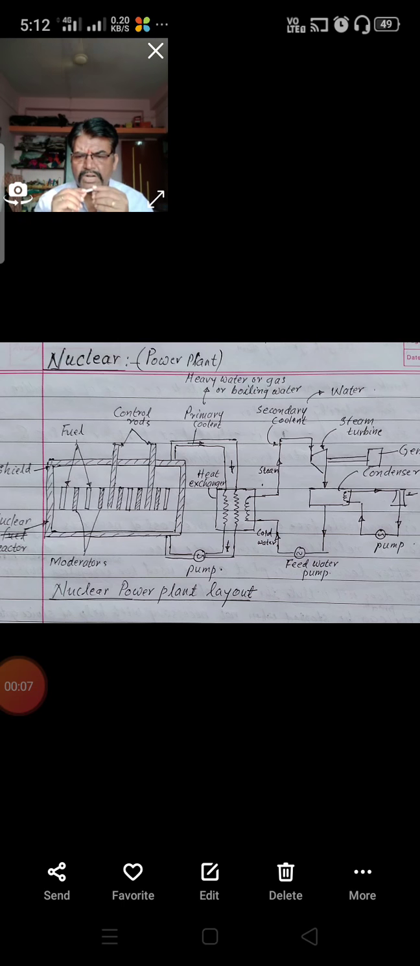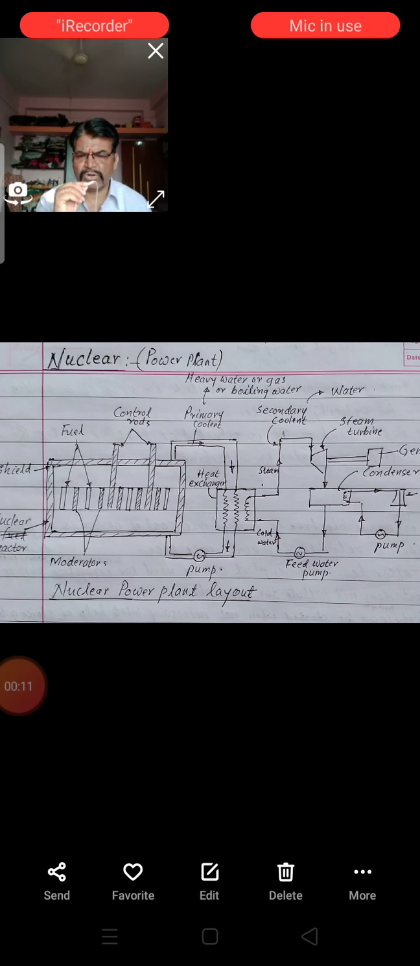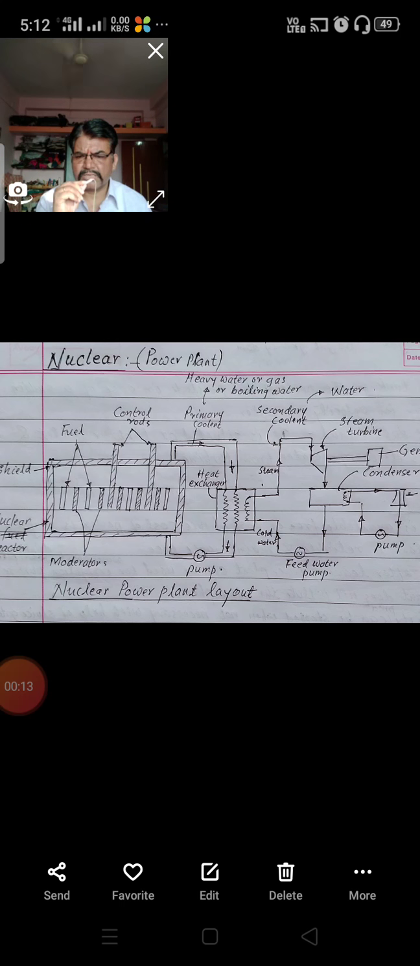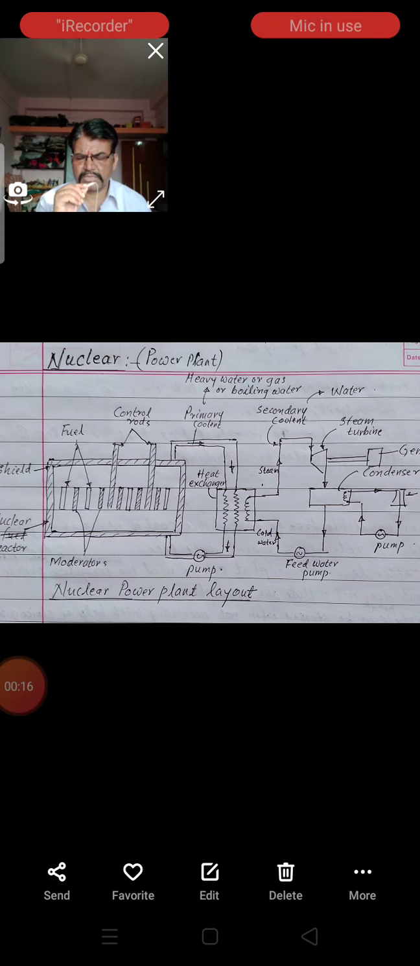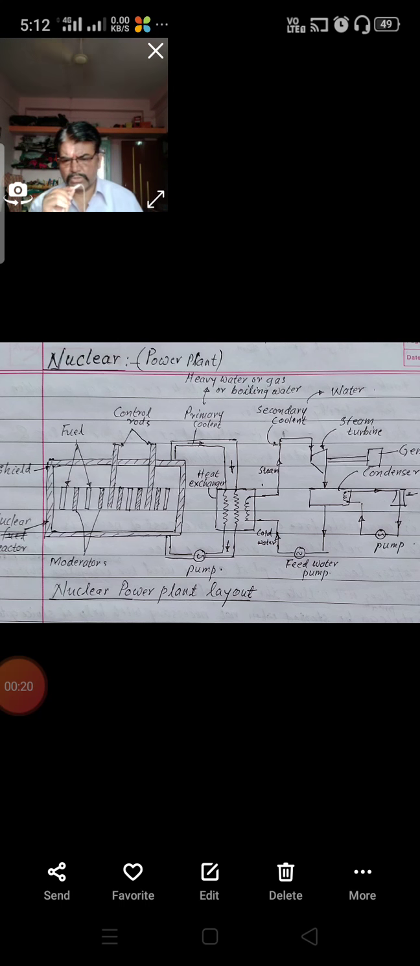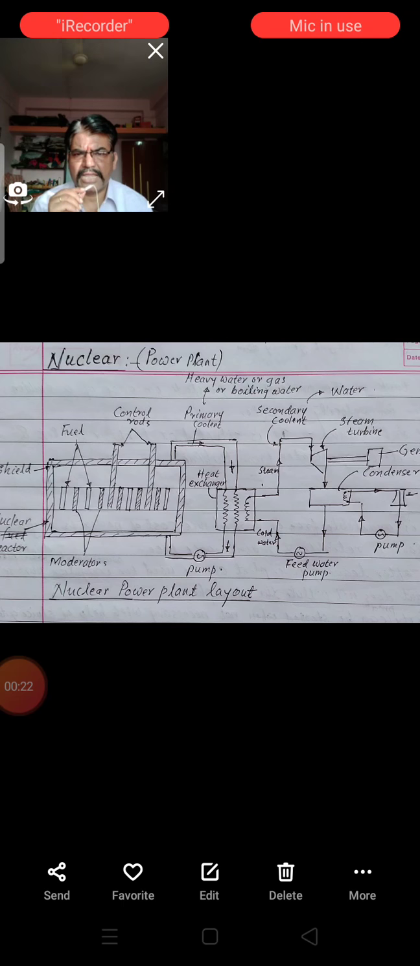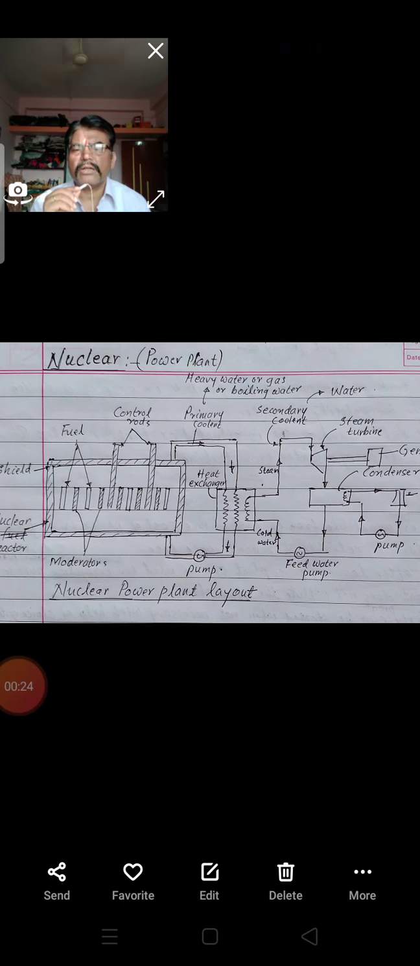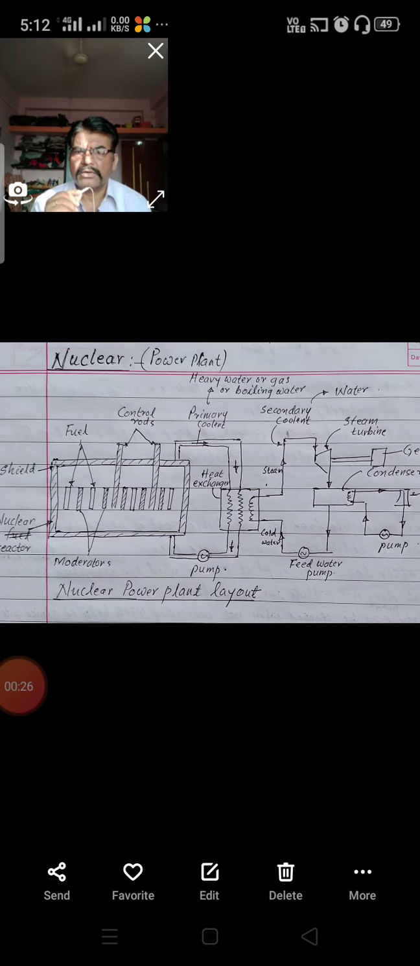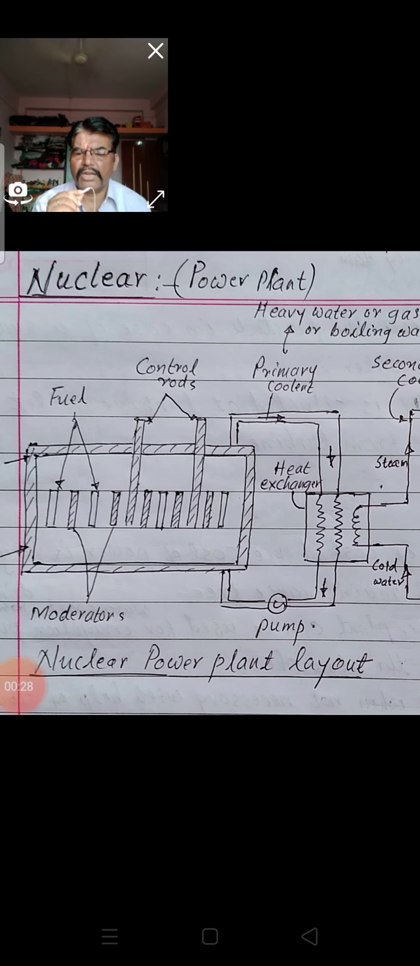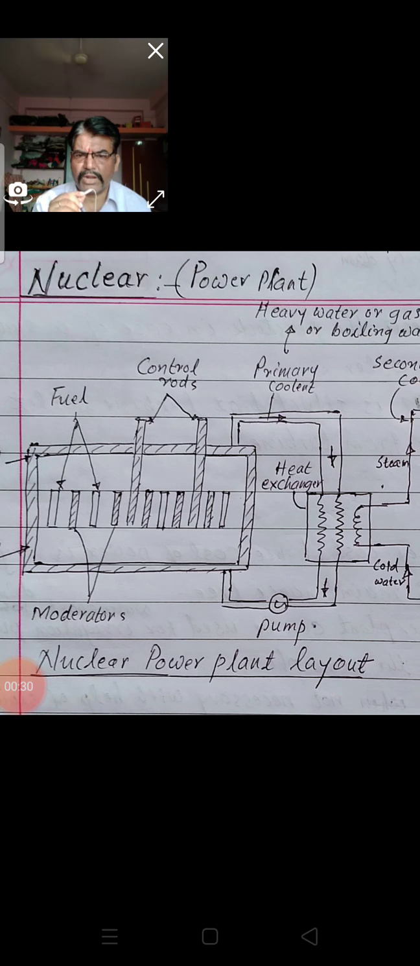Hello, I am Professor Rathod, going to deliver the lecture on nuclear power plant, also called nuclear energy. This topic comes under the subject of applied thermodynamics, under sources of energy of the power plant. In this diagram, the nuclear power plant diagram shows the layout of a nuclear power plant.